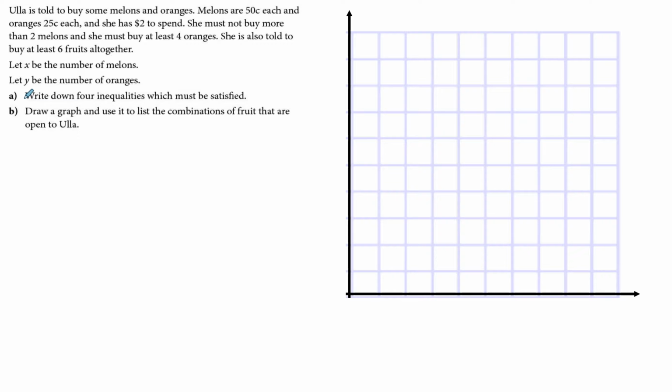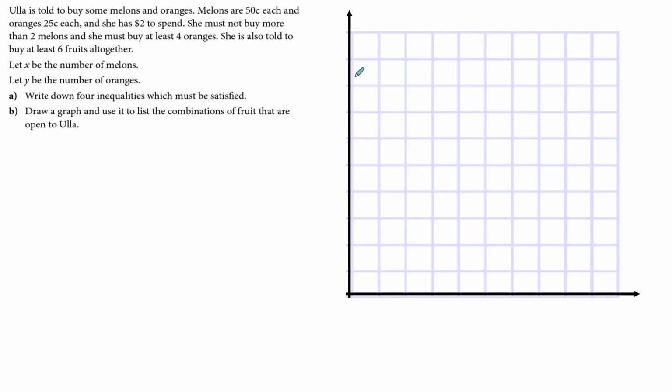The first part asks us to write down 4 inequalities that have to be satisfied. So again, they've made it easy. They've told us there are 4 of them. So what you want to look at are the different relationships they've described for you. They've told us one about the price. So I know that 50 cents is for each melon and 25 cents for each orange. And the person has $2 to spend.